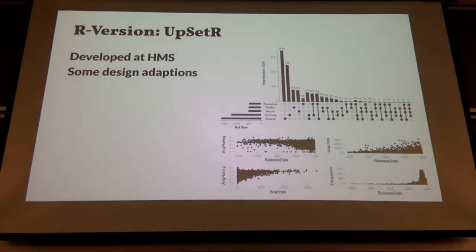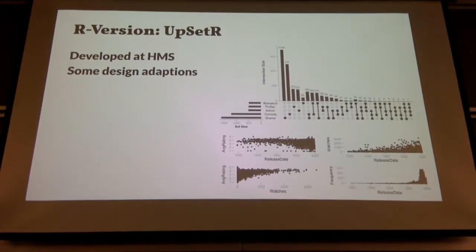We have built an R version of this that you can simply use with your R data frames and then plot. We've seen this a lot in life science papers. People just use the module and plot the intersection between the data. We've made some modifications for print compared to interactive screens.